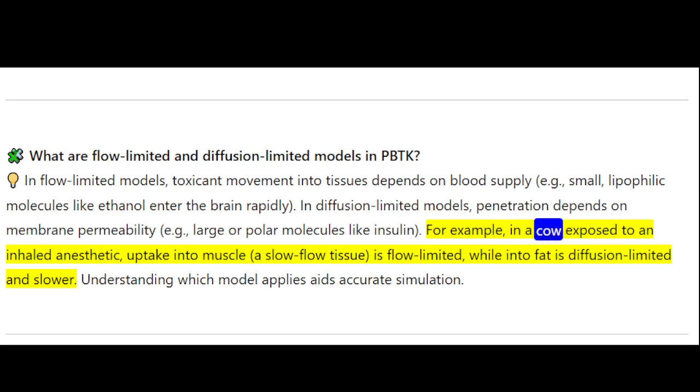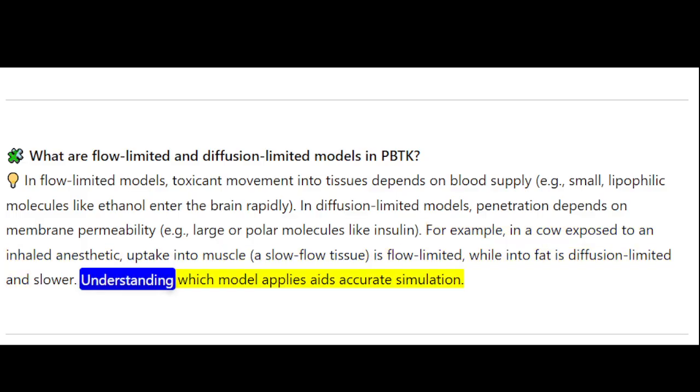For example, in a cow exposed to an inhaled anesthetic, uptake into muscle, a slow-flow tissue, is flow-limited, while into fat is diffusion-limited and slower. Understanding which model applies aids accurate simulation.